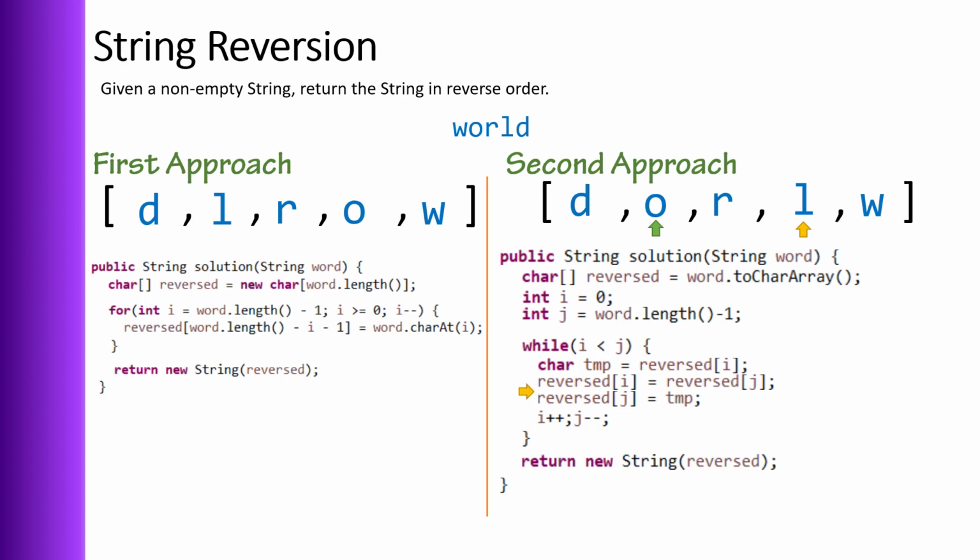And we will do another loop. Okay. And then reverse i would be equal to reverse j. Reverse j would hold the temp value, and then increment and decrement again. And now that i is equal to j, the loop will be finished, and then we will be returning the string equivalent of that array.